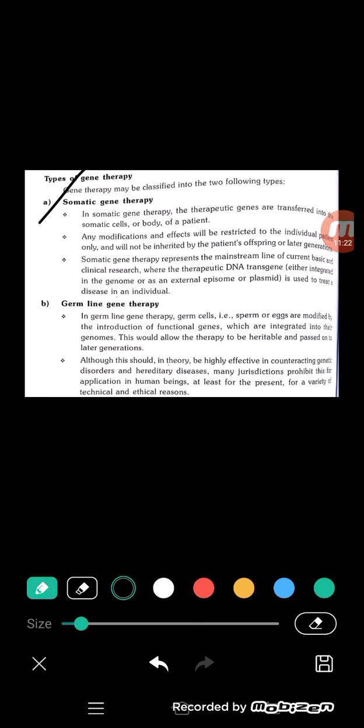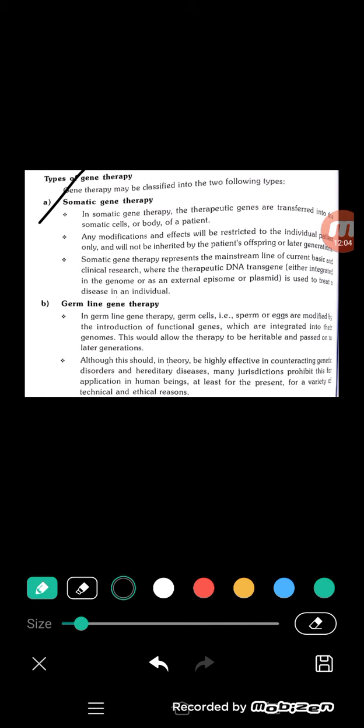So what is somatic gene therapy? In somatic gene therapy, the therapeutic genes are transferred into the somatic cells of patients, or the body. So directly transferring genes into the body is known as somatic gene therapy. Any modifications and effects will be restricted to the individual patient only and will not be inherited by the patient's offspring or later generations.